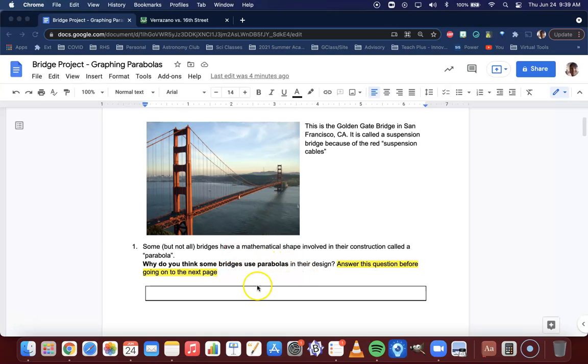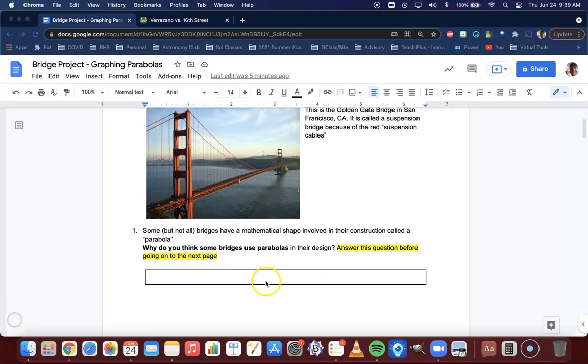What do you think the bridges use parabolas for? I want you to answer this question before we move on. Why do you think bridges use parabolas? Hope you've got your answer typed into here on your document.